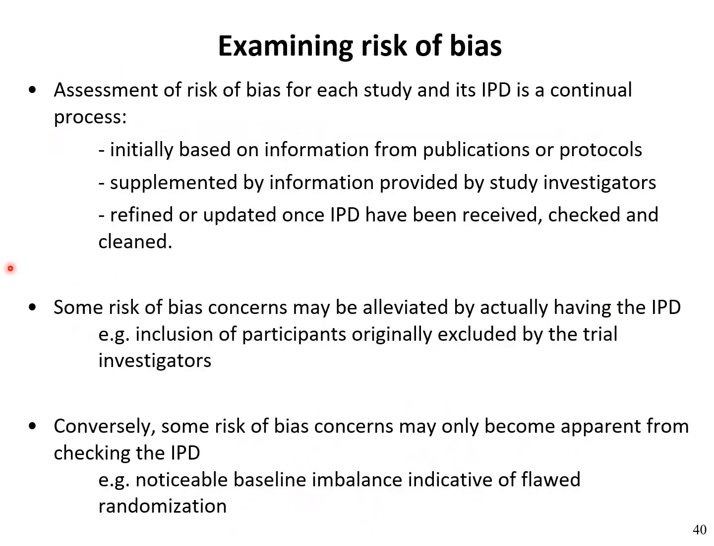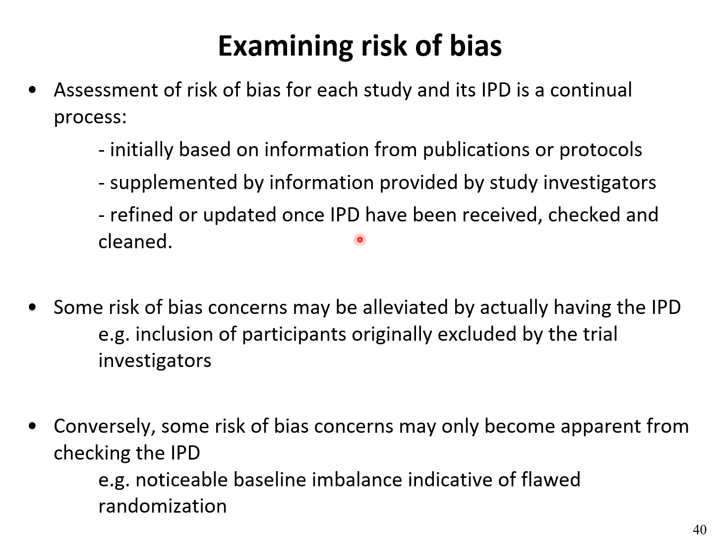A key step once you've got the IPD is to examine risk of bias. So risk of bias of a trial is well known in traditional reviews, but here we're talking about risk of bias not just for the study, the trial, but also for the IPD itself. So this initially is going to be based on the information from publications, but then you may get additional information provided by study investigators, and then once you've got the IPD, you may be able to refine or update your risk of bias concerns based on what you see in the IPD.